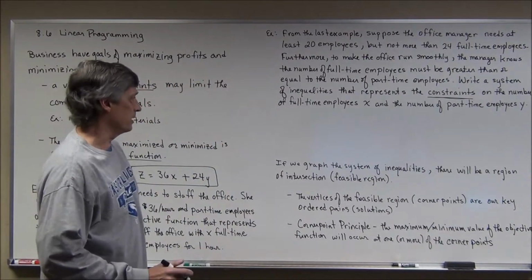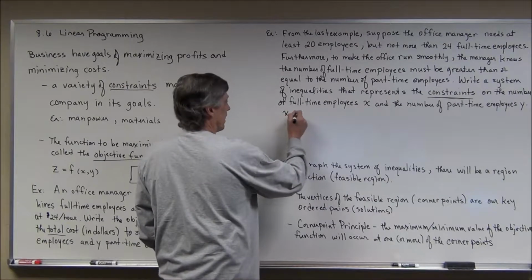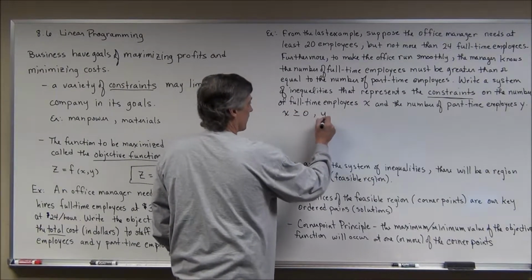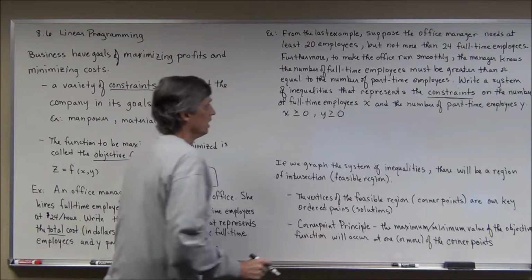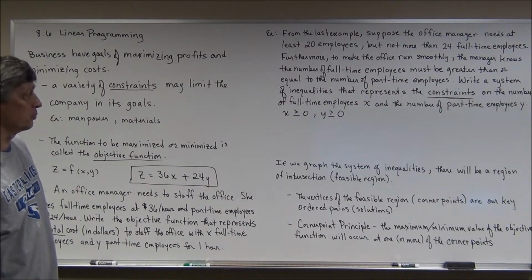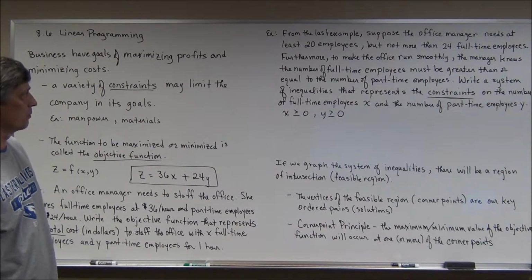Well, right off the bat, I've got to write down that X would have to be greater than or equal to 0, and Y would have to be greater than or equal to 0, because we're not going to have a negative number of employees. We might have 0, but we're not going to have a negative number of employees.